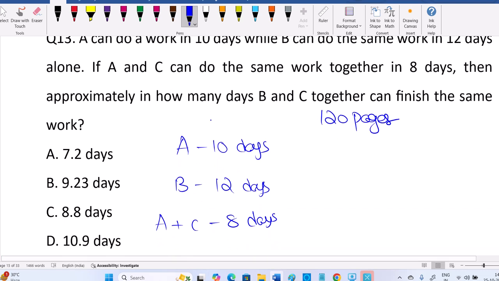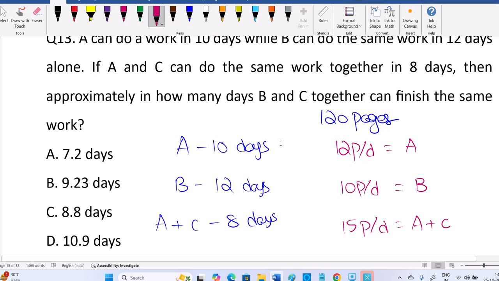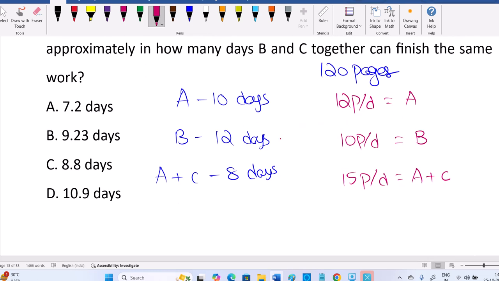Then A will type 12 pages per day. B will type 10 pages per day. This is 15 pages per day, but who is this 15? A and C. Let me know what is C's efficiency now. A and C together 15. A can type 12 pages per day, so C's capacity is 3 pages per day.